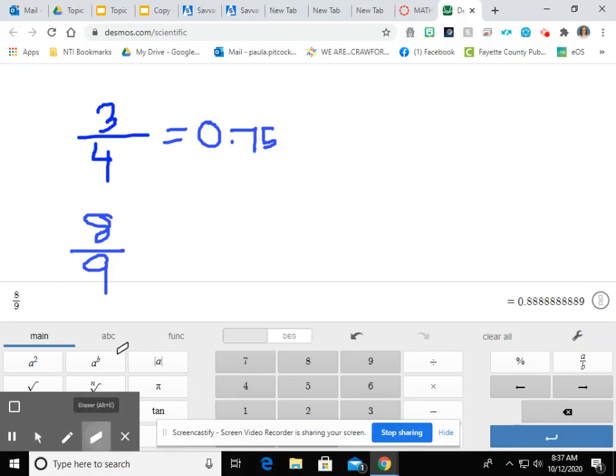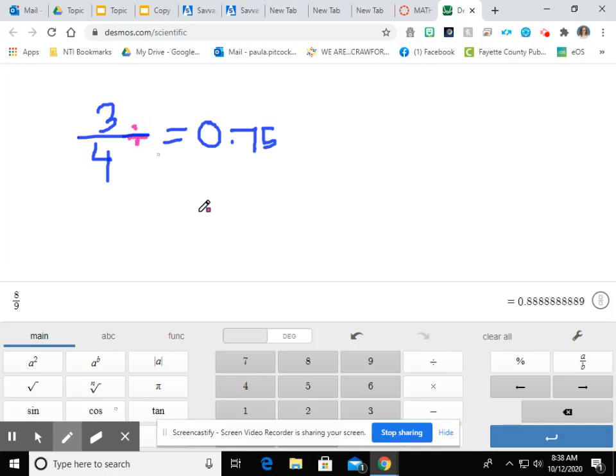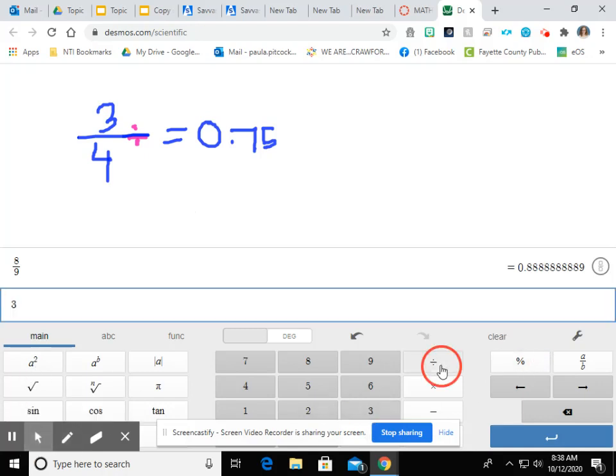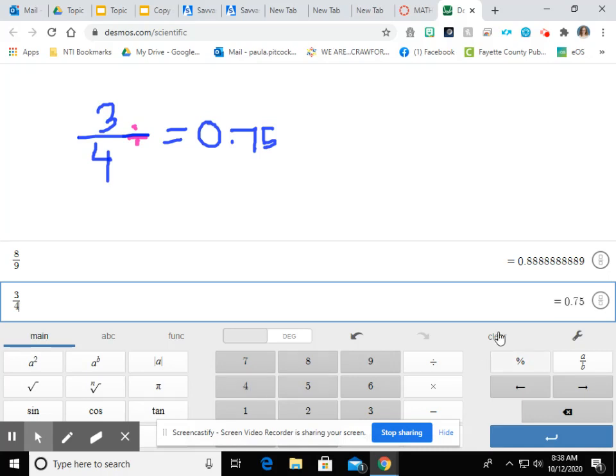Now, if you don't have a fancy Desmos calculator and you want to use your phone, all you have to know is that a fraction bar means divide. A fraction bar means divide. So you would type in your calculator 3 divided by 4. That's why it wrote it as that fraction. 3 divided by 4 is 0.75. Okay? So you're going to need to know that today.